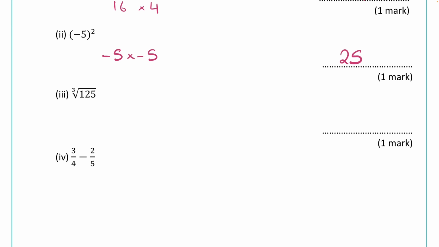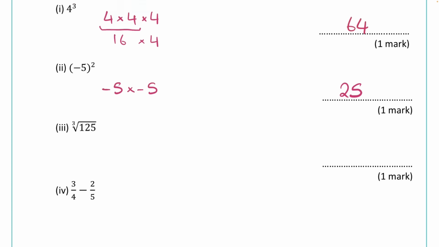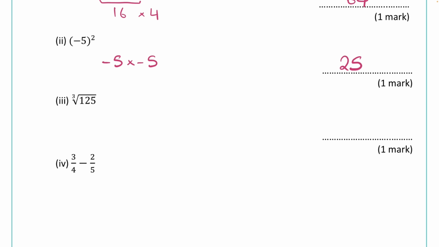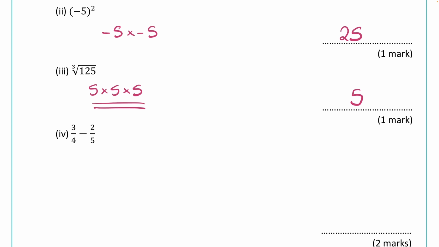The cube root of 125 is asking what number times itself 3 times makes 125. The opposite of part 1 there, where we were cubing a number. The cube root of 64 is 4. The cube root of 125 is 5, as it's 5 times 5 times 5. Of course, if you don't know your cube numbers, you can always test a few out like this, just until you get that match there. 5 times 5 times 5 is 125.